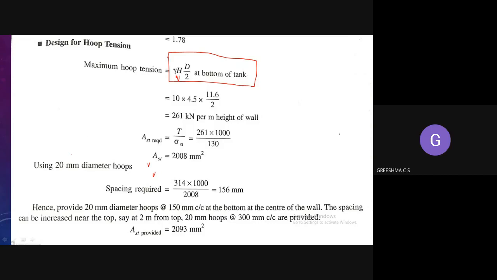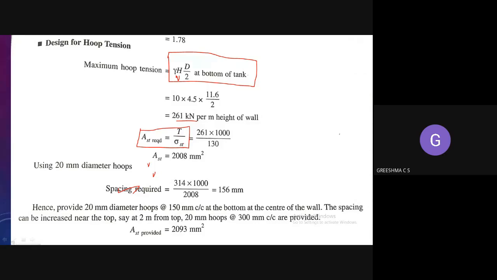Here in the working stress method, you have to learn a lot of equations by heart. AST required is equal to T divided by sigma st. Here T means the hoop tension, that is 261 into 1000. That is to convert kilonewton into Newton, so multiply by 1000 to get Newton. 261 into 1000 divided by sigma st.